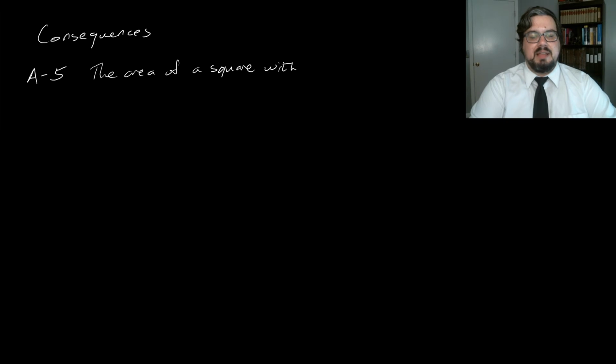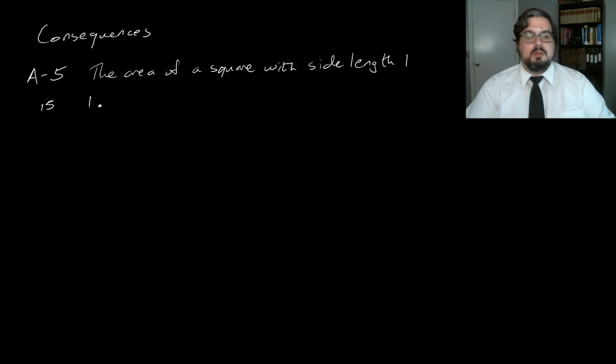with side length 1 is 1. So we are going to be able to just prove this using our formulas, but this is why we introduced a factor of 1/2 into the area function. If we didn't have that factor of 1/2, if it were any other positive number, then A5 would not hold. All the other axioms would, but A5 wouldn't.